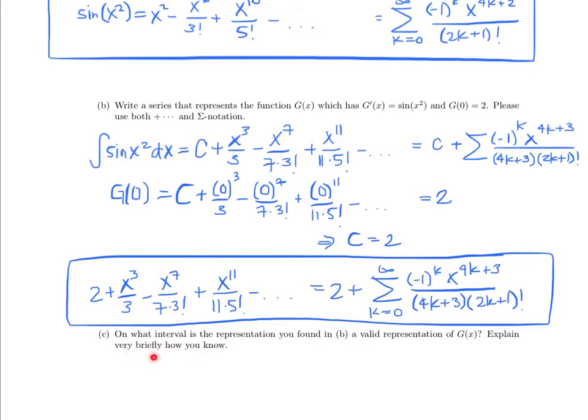This is still valid for all x, and so your answer should be that this is a valid representation for g for all x, and we know this because integrating does not change the radius of convergence, and our radius of convergence for sine of x squared was all x as well.